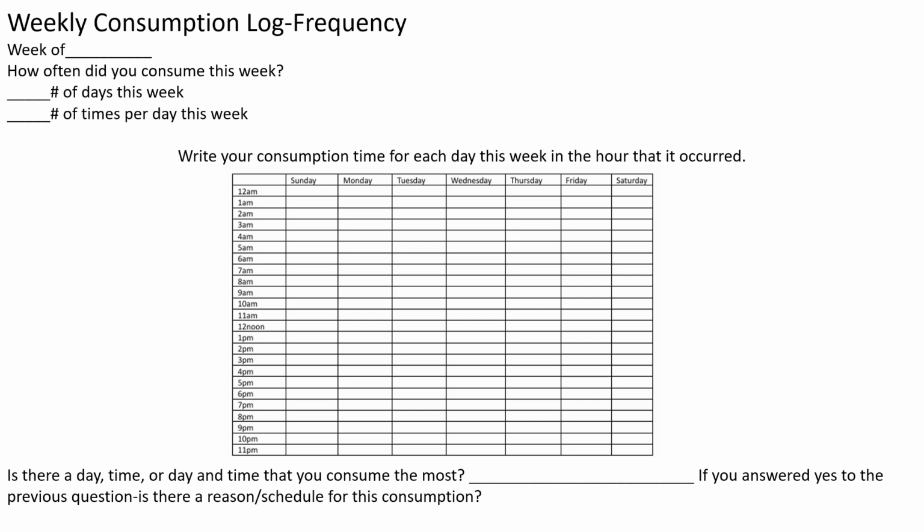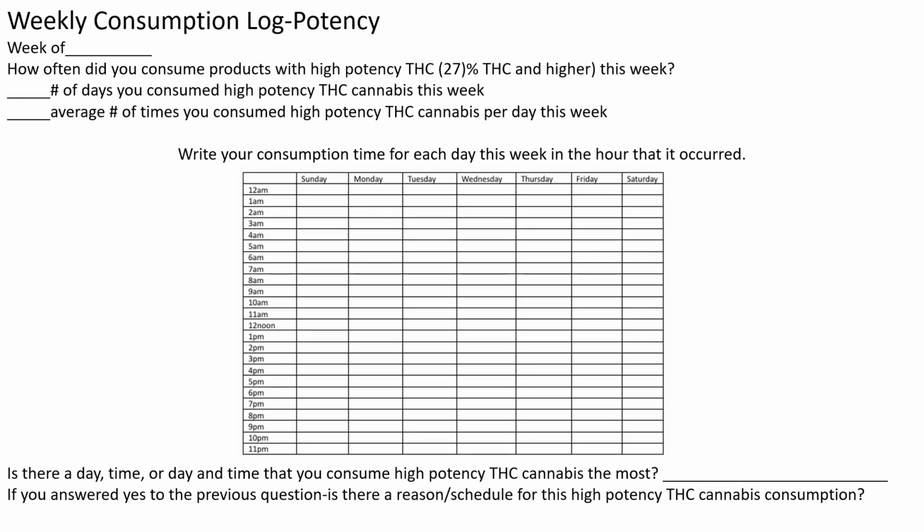And then you would also be able to answer the question at the bottom of the calendar: is there a day, a time, or a day and time that you consume the most? And if you answer yes to that question, then you would contemplate and answer this question: is there a reason or a schedule for this consumption? And this is all to enforce conscious and safe consumption behaviors. And then you would fill out your weekly consumption log on potency in the same way.